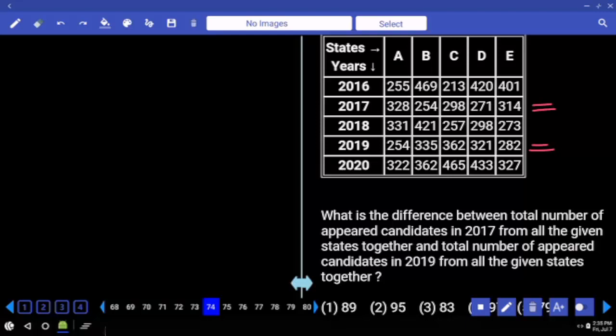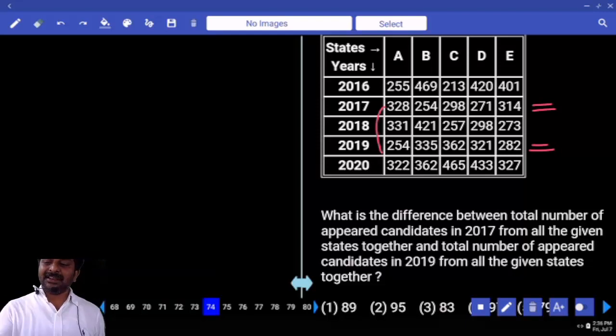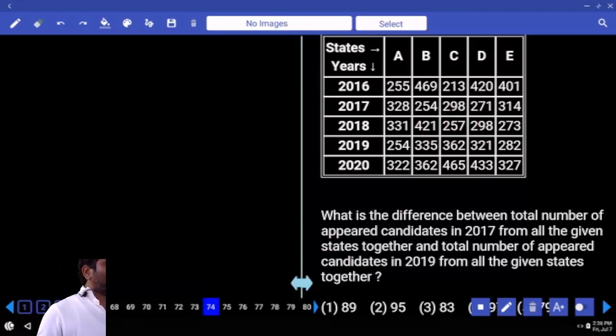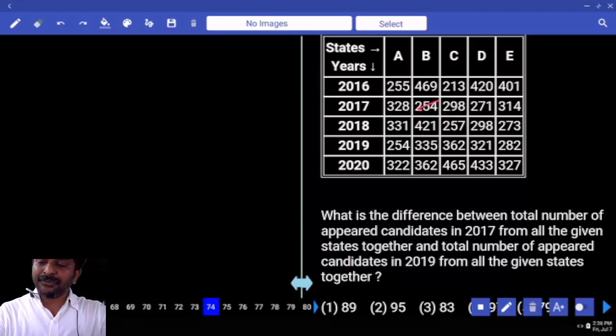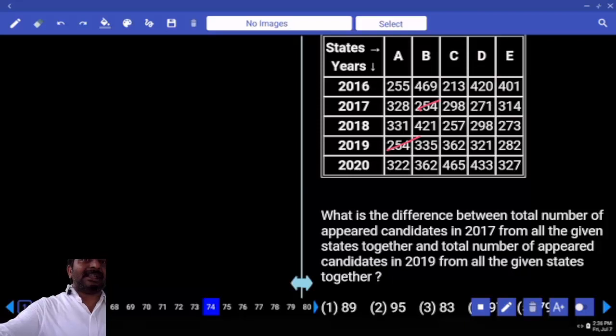Otherwise, just use your eyes and see in which year we have more values. Here 2017 is more, here 2019 is more, here 2019 is more, here 2019 is more, here 2017 is more. How do you know that? Now let me tell you. 254, 254 common. Cancel it.